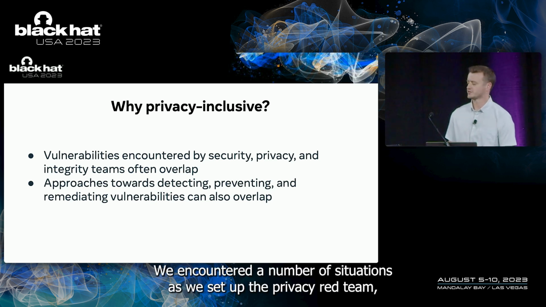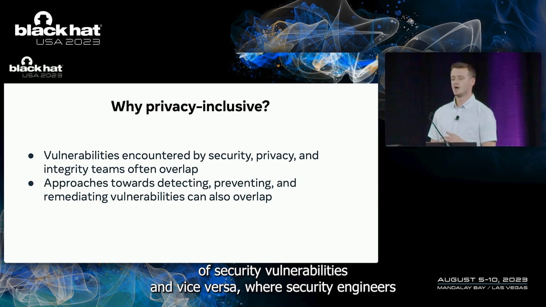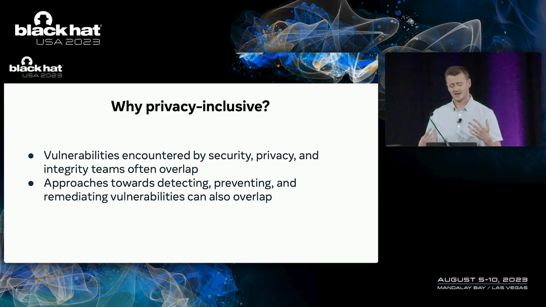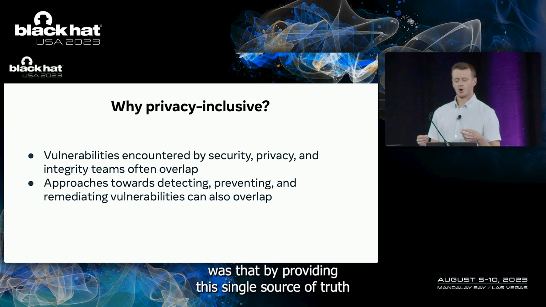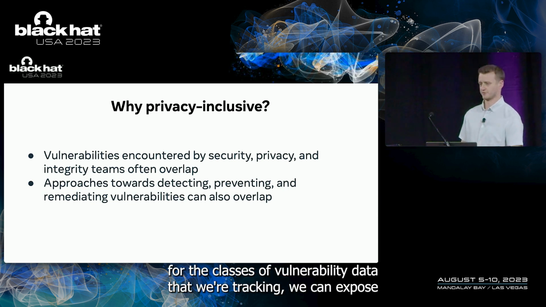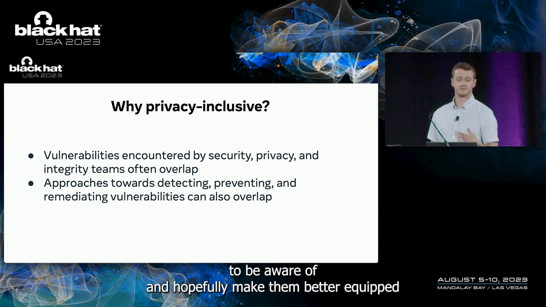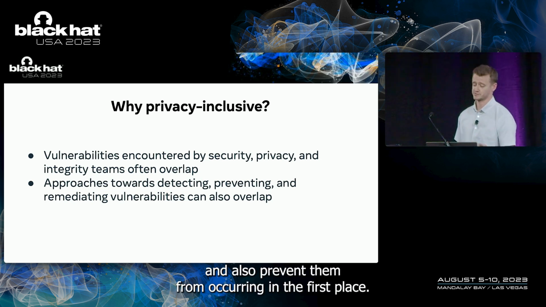We encountered a number of situations as we stood up the Privacy Red Team where very strong privacy engineers may be unfamiliar with some classes of security vulnerabilities, and vice versa, where security engineers may not be as familiar with the privacy vulnerabilities that we encounter. And one goal and hope that we had with building a privacy-inclusive taxonomy was that by providing this single source of truth for the classes of vulnerability data that we're tracking, we can expose and educate engineers across the company around all of the types of vulnerabilities to be aware of, and hopefully make them better equipped to identify these issues where they've manifested themselves and also prevent them from occurring in the first place.